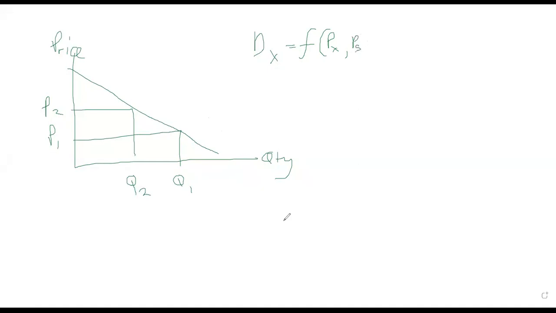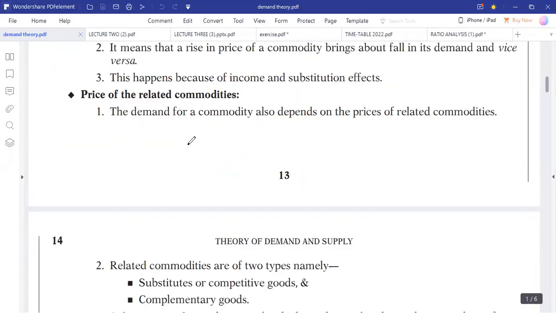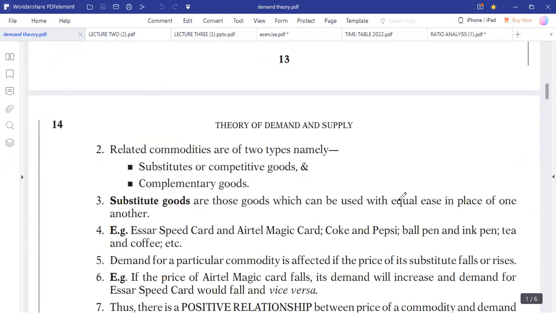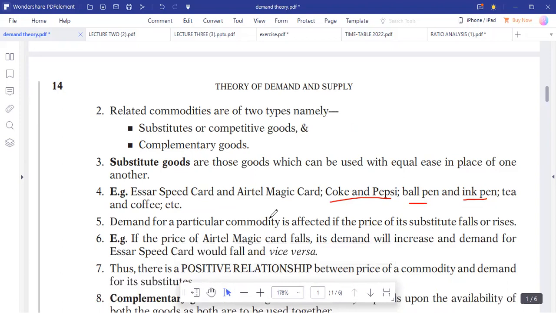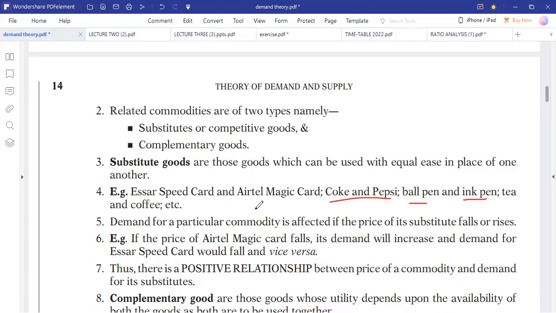We said a substitute is simply what? We talked about a substitute is a good which can be used with equal ease in place of the other. Substitute goods, we talked about examples like Coke and Pepsi, a ball pen and ink pen, tea and coffee. So here, when one commodity becomes expensive, you switch to the other commodity. So we call that the substitution effect. So if the price of Coke goes up, you go and buy Pepsi because ultimately in your mind, you say these are the same things.